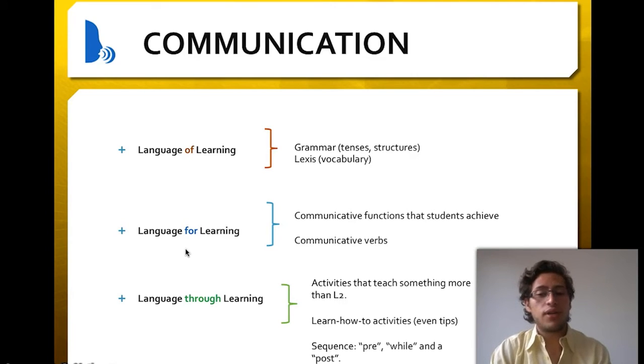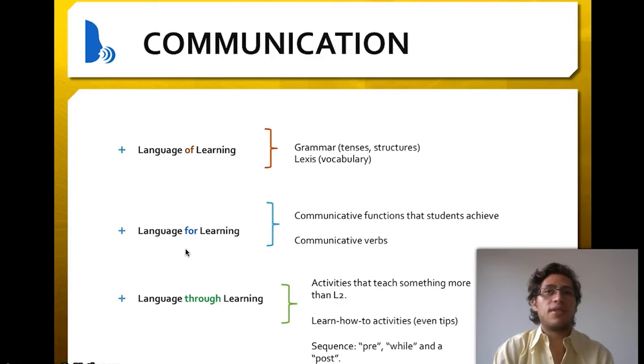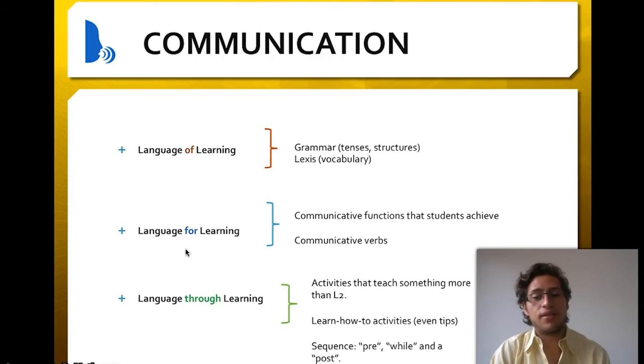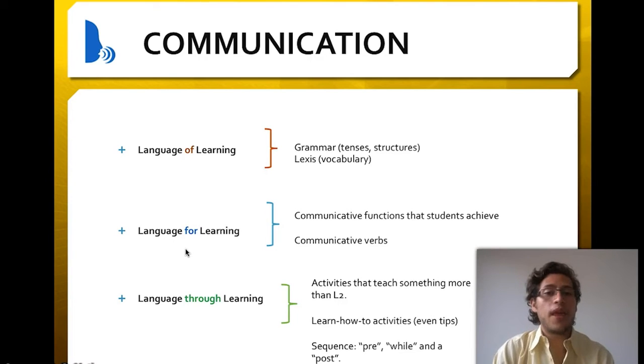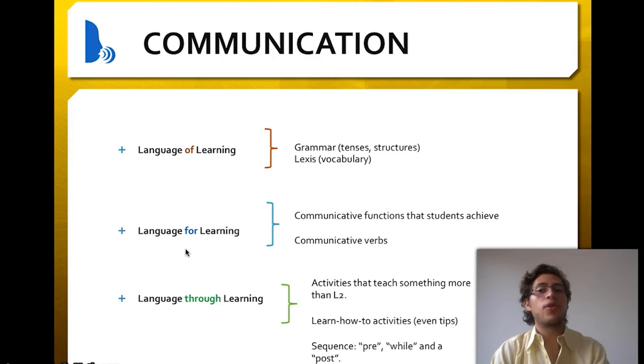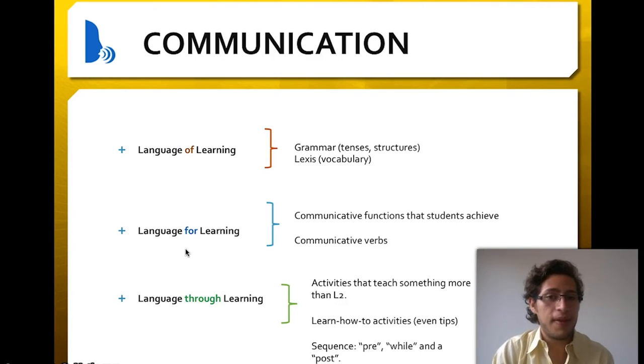And here we also include the learn how to activities. This means the activities in which students are learning how to create, how to follow a specific process in order to achieve a concrete result. And usually these activities have a sequence, and this sequence is made up of pre, while, and post. So these are the 3 subcategories in a glimpse. Now we're going to go deeper into them, okay?